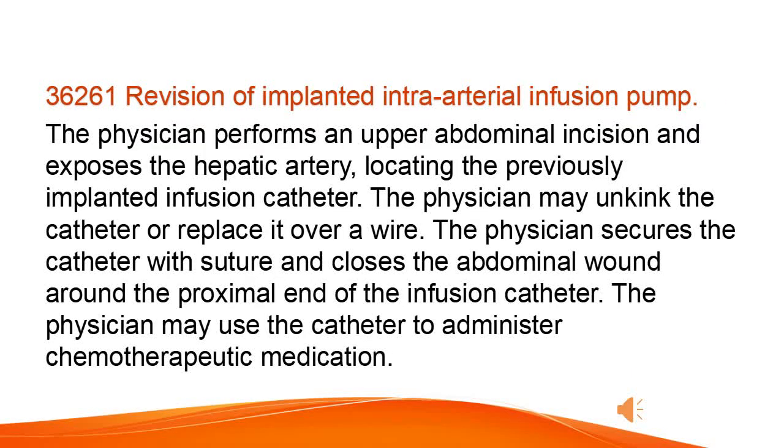Revision of implanted intra-arterial infusion pump. The physician performs an upper abdominal incision and exposes the hepatic artery, locating the previously implanted infusion catheter. The physician may unkink the catheter or replace it over a wire. The physician secures the catheter with suture and closes the abdominal wound around the proximal end of the infusion catheter. The physician may use the catheter to administer chemotherapeutic medication.